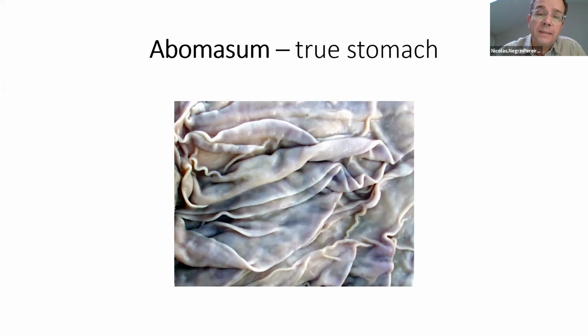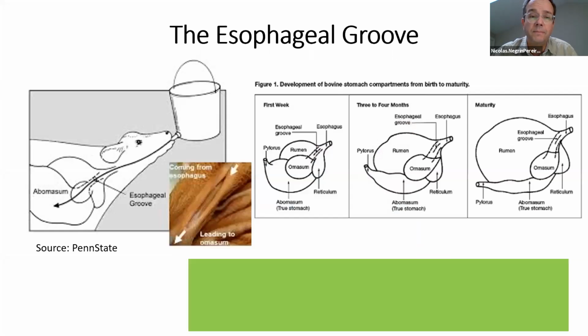You can see that it's a little bit more shiny surface because of the mucus, remember, mainly produced by the cells in the pyloric region of the true stomach. This secretion protects the lining of the stomach from the chlorhydric acid and pepsinogen. And that's a diagram showing you the esophageal groove. You can see on the arrow the calf suckling from the bucket, and how the milk goes directly to the abomasum, avoiding the other compartments.